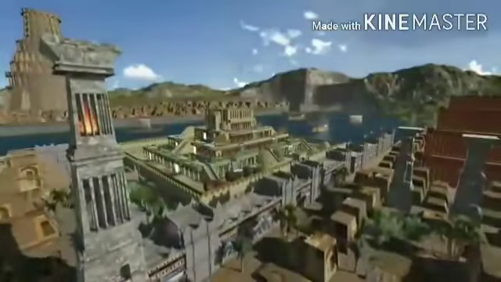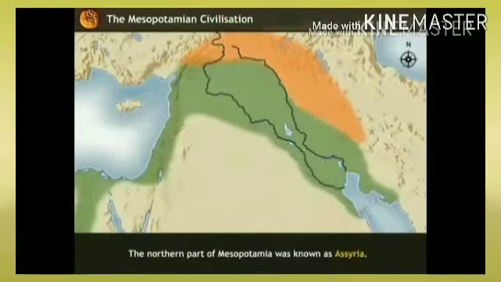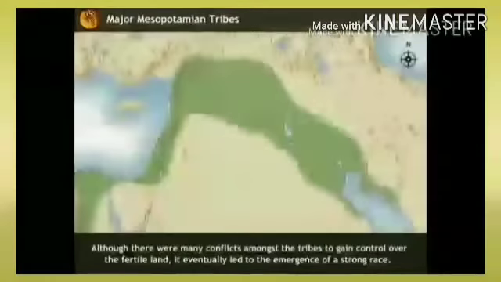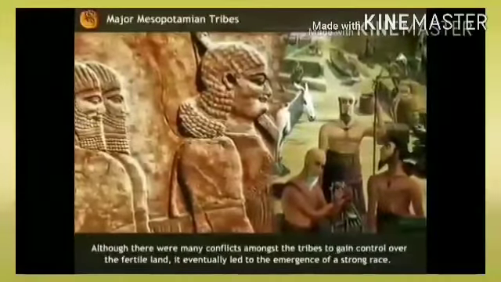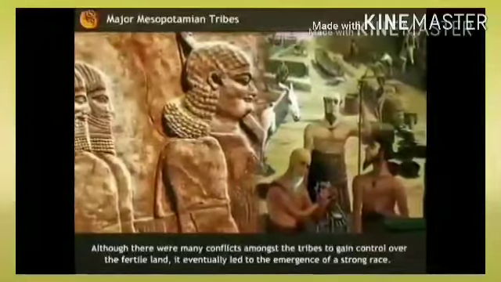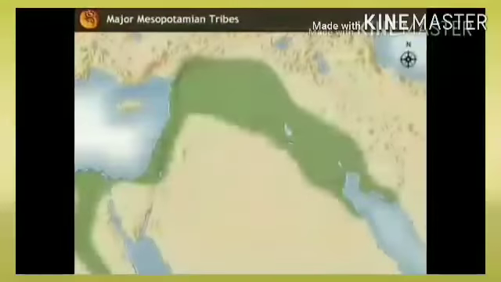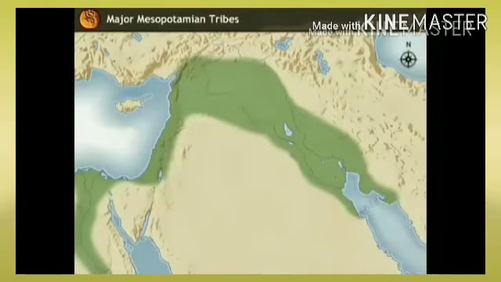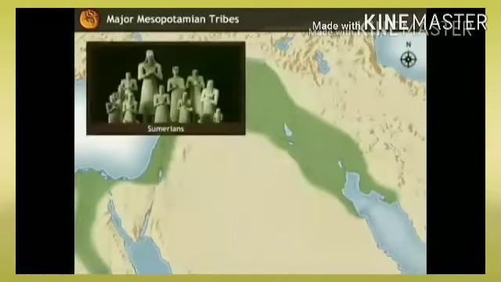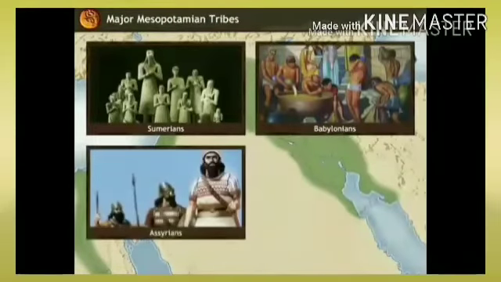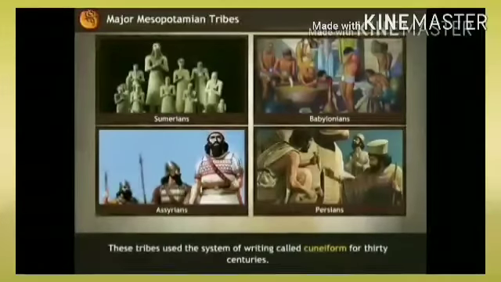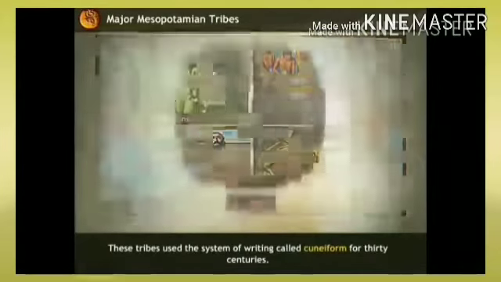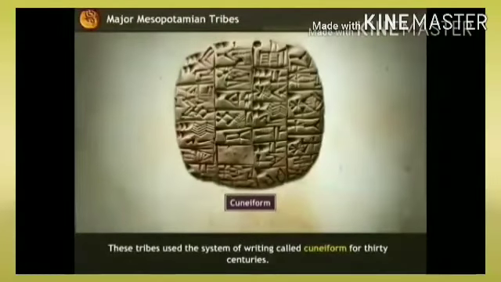Let's continue now. The northern part of Mesopotamia was known as Assyria. Although there were many conflicts amongst the tribes to gain control over the fertile land, it eventually led to the emergence of a strong race. The tribes which entered the fertile valley of Mesopotamia were Sumerians, Babylonians, Assyrians, and Persians. These tribes used a system of writing called cuneiform for about 30 centuries.